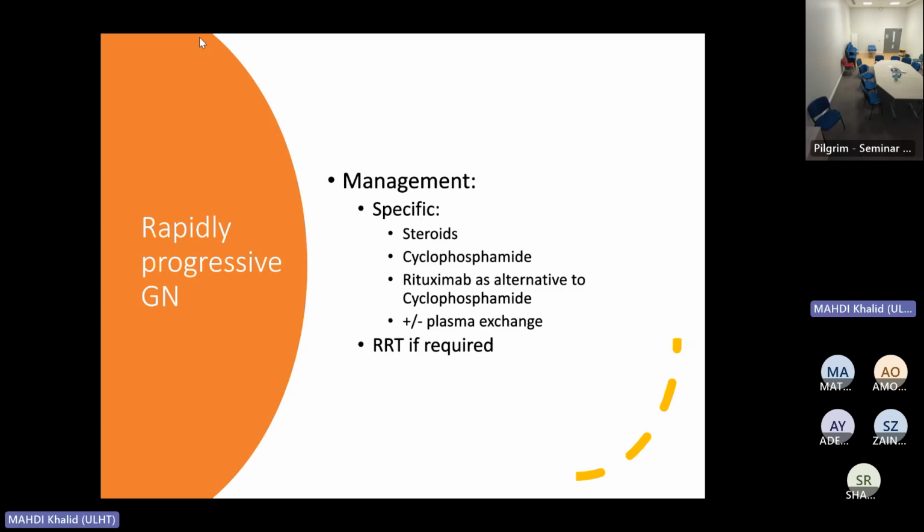Okay, so treatment: steroids and rituximab again seem to be coming more and more as an available option. Still second line, we can't call it first line, but you can use it as first line in selected cases.